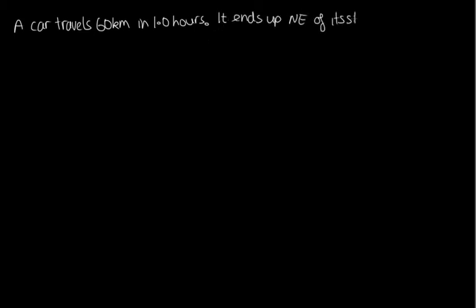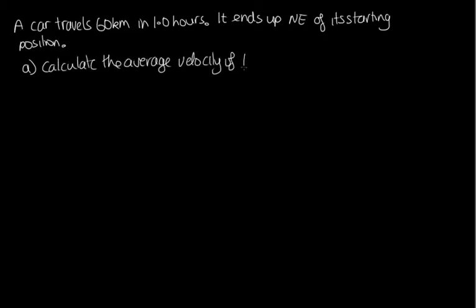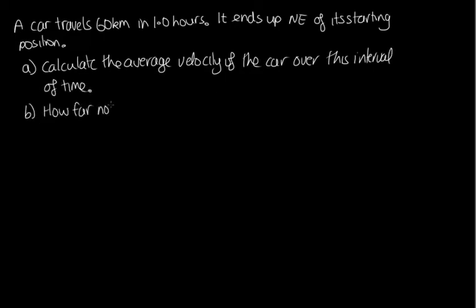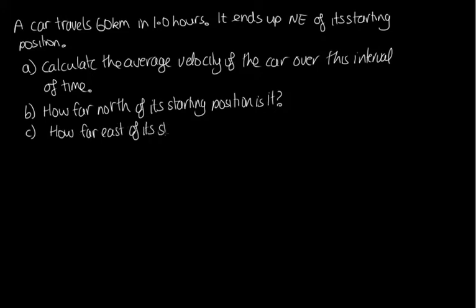So the question is, a car travels 60 kilometers in 1 hour. It ends up northeast of its starting position. Part A, calculate the average velocity of the car over this interval of time. B, how far north of its starting position is it? And C, how far east of its starting position is it?